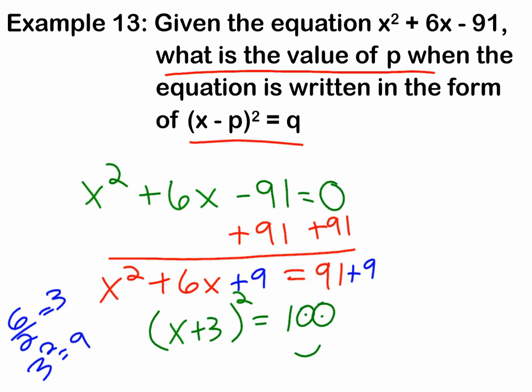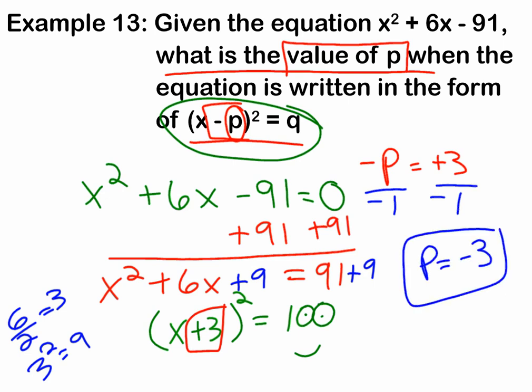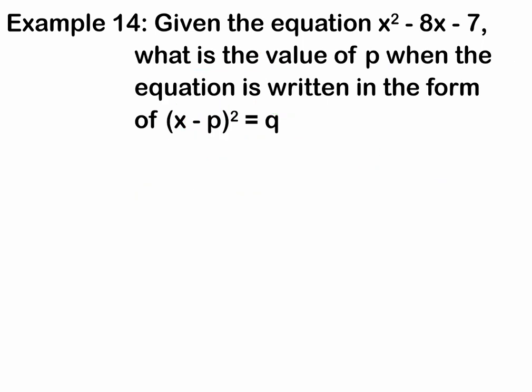Now this is the form they asked us for. They're asking for the value of p. So I just have to match up. P is inside, but notice how it's negative p. So if I'm looking at the inside, the way I write it is negative p equals positive 3. Well, they asked us for the value of p. So I'm going to divide, which changes the sign, to get p equals negative 3. Pause the video now as you try example 14. Press play to go over your answer.